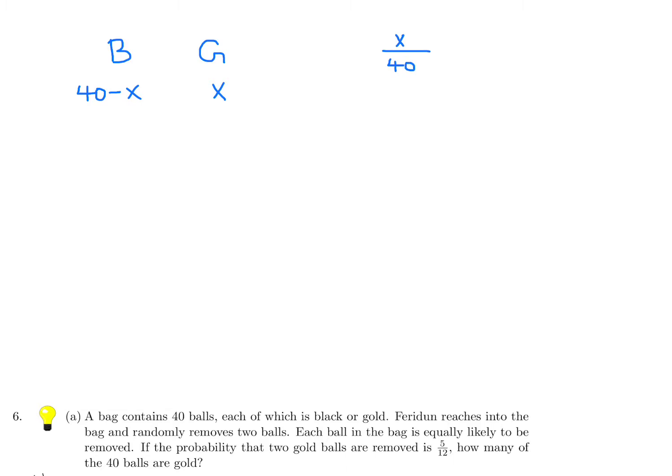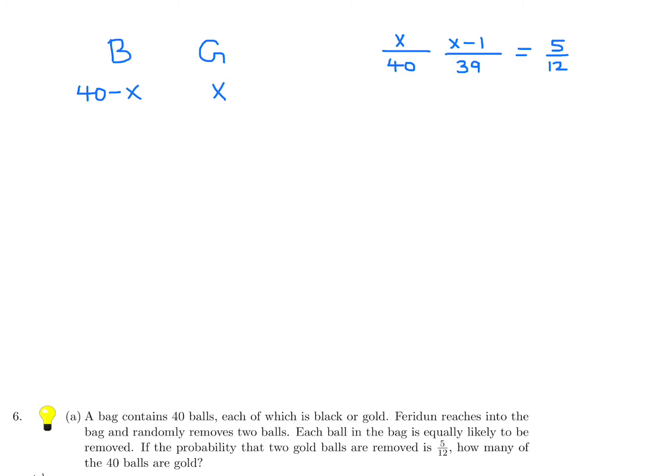If we want to choose the second ball also to be gold, well, now there's only x minus 1 gold balls remaining, and there's only 39 balls remaining in total. So this is basically how you calculate the probability. And they're telling you that probability is 5 over 12. That's it. This is the equation we have to solve.